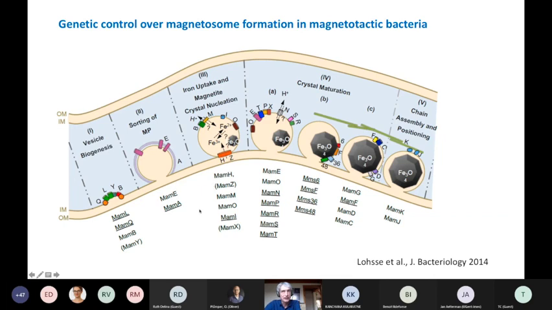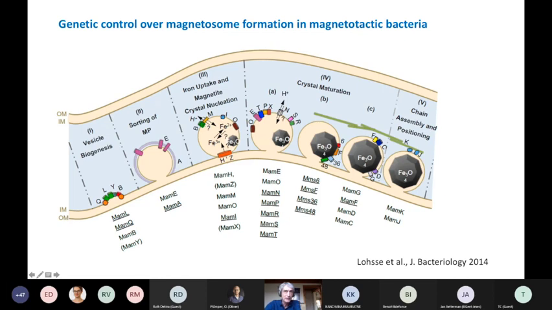So what is the sequence of events leading to magnetite magnetosomes? First, the inner membrane of the cell invaginates like that and forms a vesicle. There are some proteins that direct this process. Once you have a vesicle, then you have some ion channels through which iron ions are taken up from the environment. So that's regulated again by some proteins.